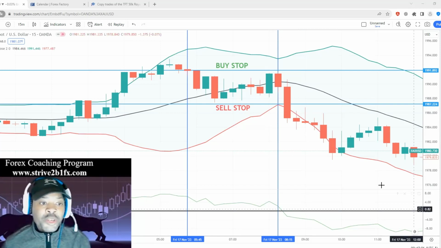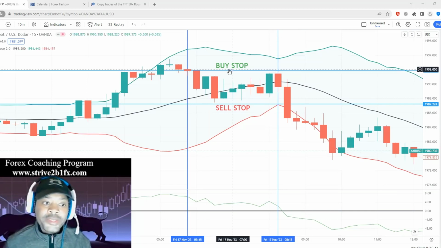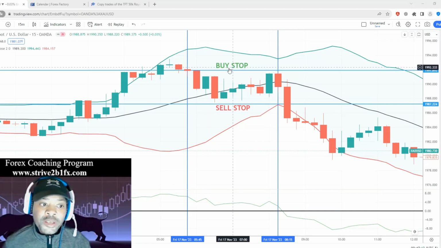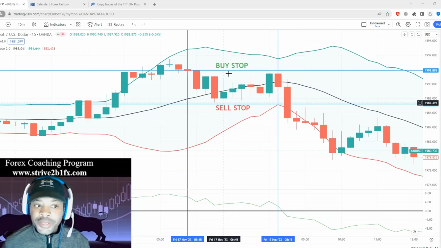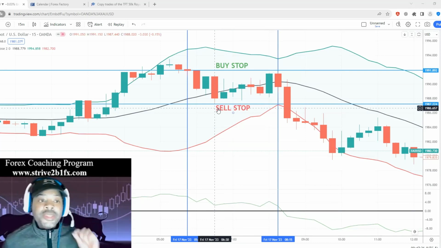Looking at my chart right here, you can see that I have a buy stop set on this line and a sell stop on this line. Basically, we have a buy stop set at the resistance area and a sell stop order placed at the support zone. Now, the secret to using limit orders and stop orders is all about timing.